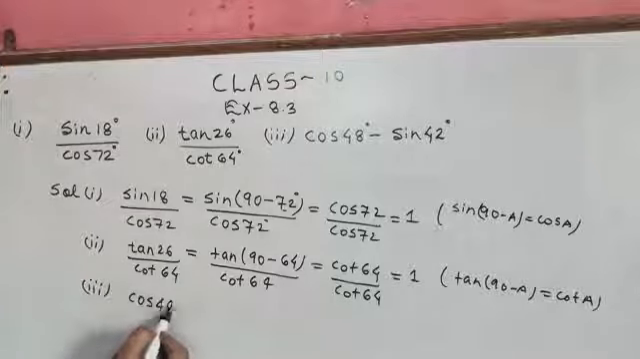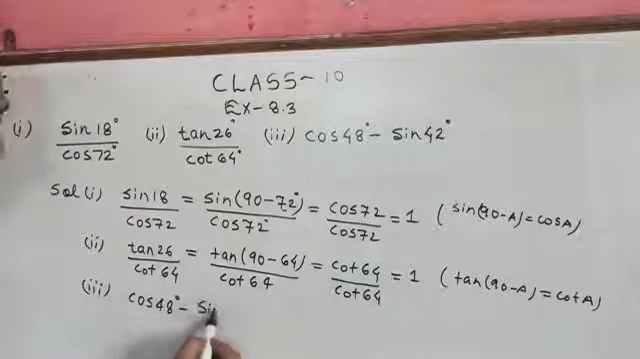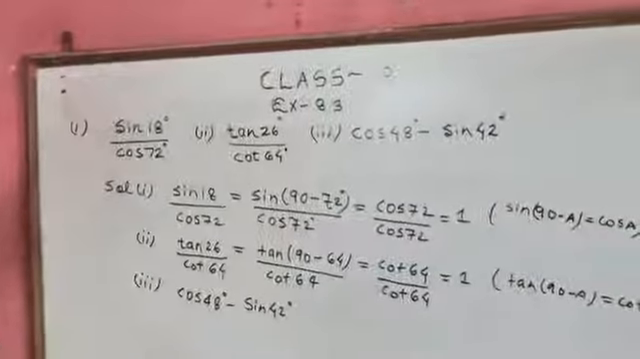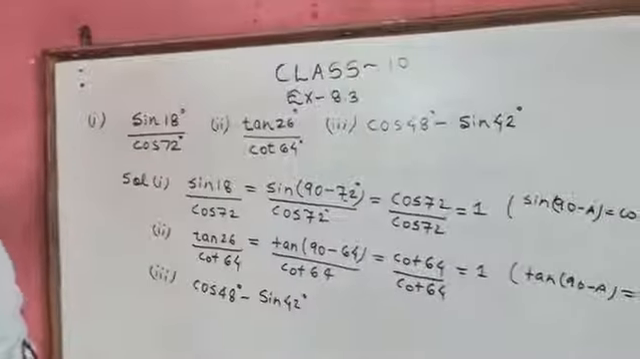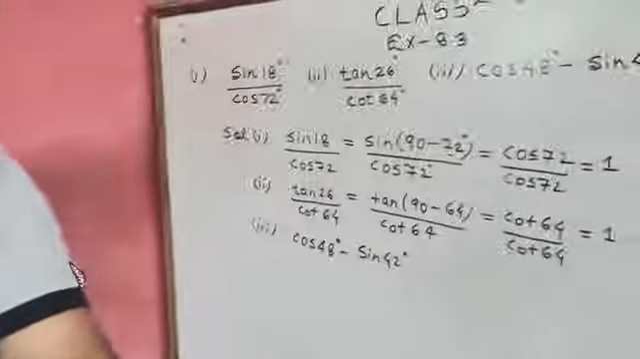Cos 48 degrees minus sin 42 degrees. This we have to solve. I already told you to change any one. Either you change the sin or you change the cos. So I am going to change the first one.